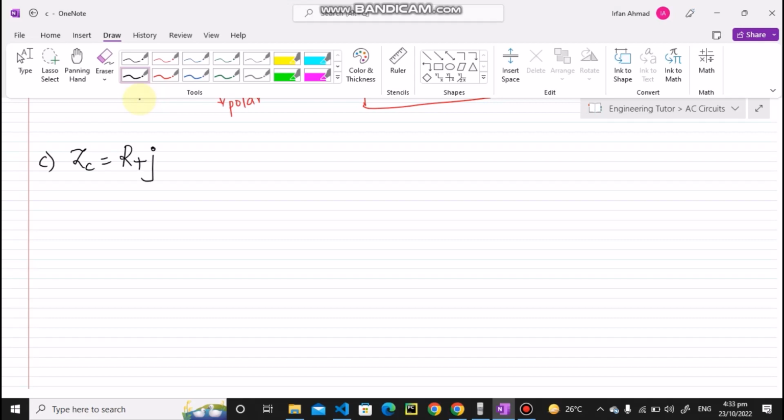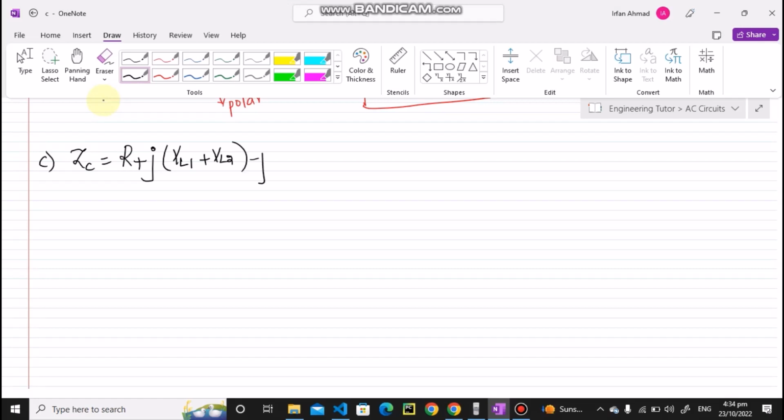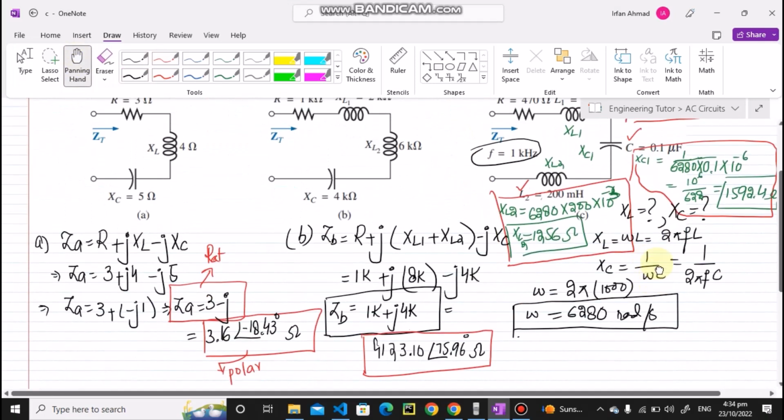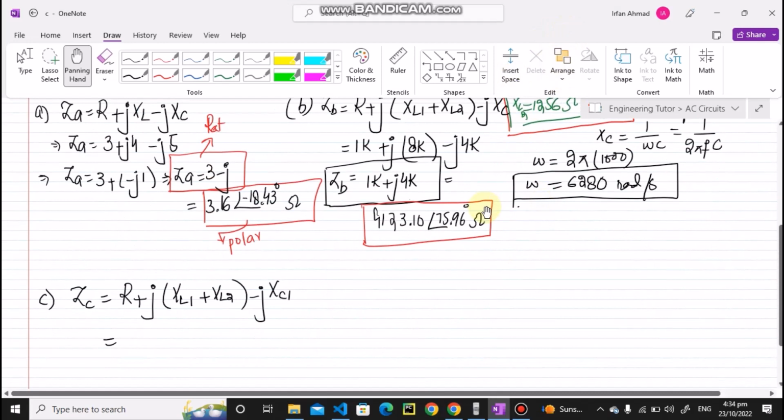Similarly, the plus sign with all the inductive reactances. We have two inductive reactances, which are XL1 plus XL2, and only one capacitive reactance, and that is XC1. Now putting their values here, let me see what those values were. The resistance was 470 ohm.